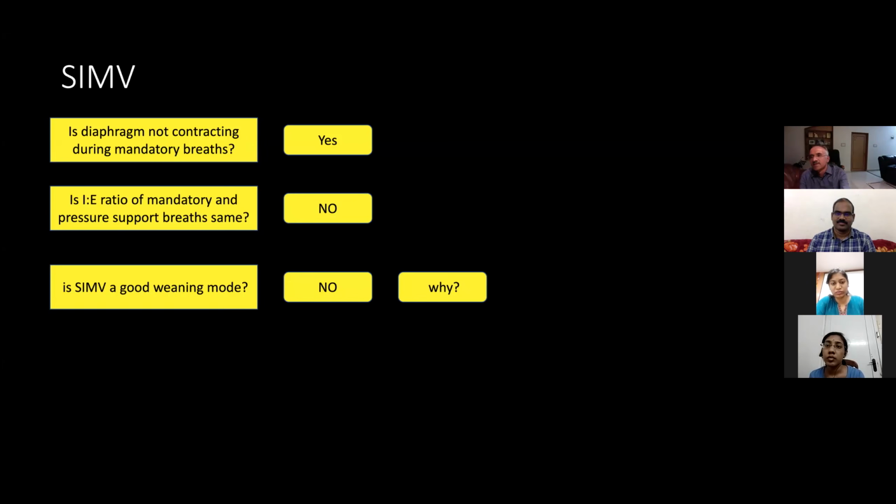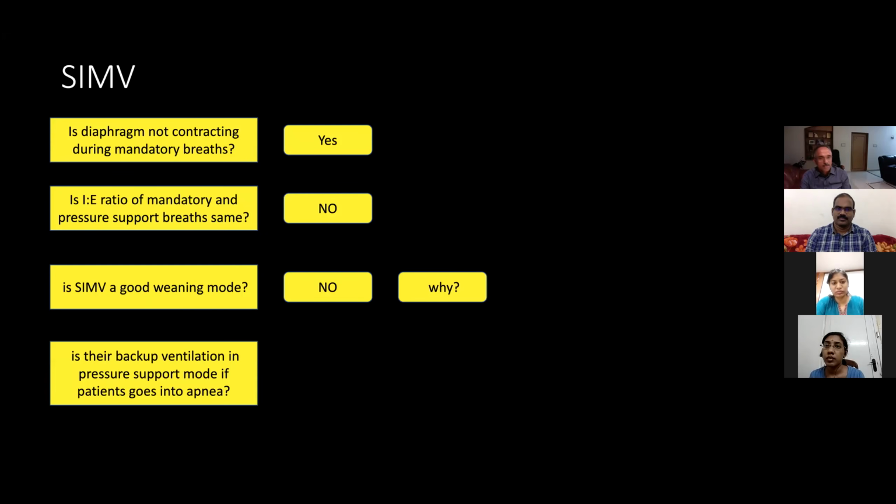Don't go for SIMV. If you think the patient is not capable of being in pressure support, keep him in a pressure control ventilation, assist pressure control. That's a better mode. Understood? Is there backup ventilation in pressure support mode if the patient goes into apnea? Yes, sir. You can set it. You can set it either as a volume control or a pressure control. So there is absolutely no great advantage in using SIMV.